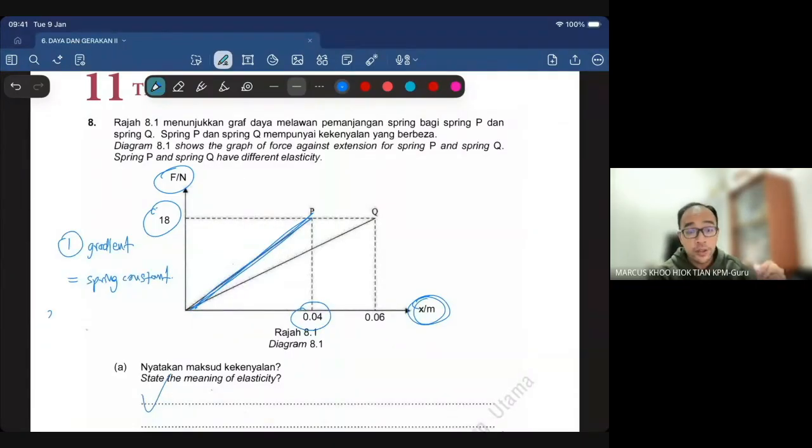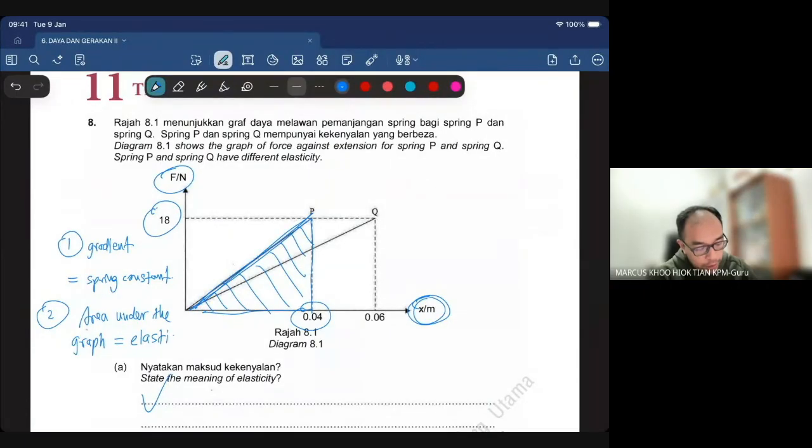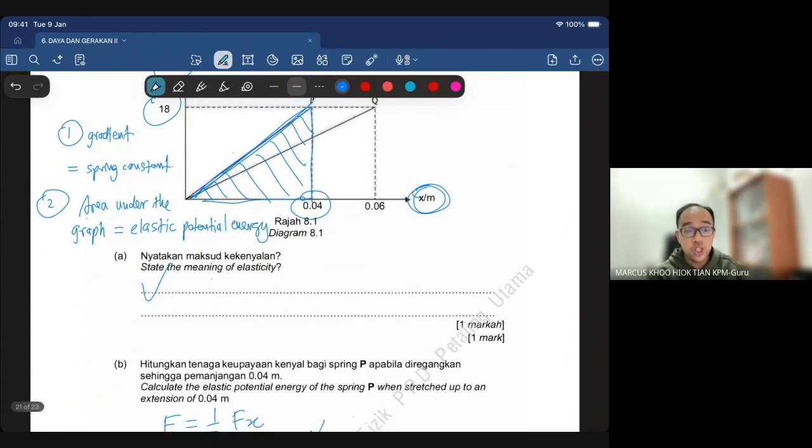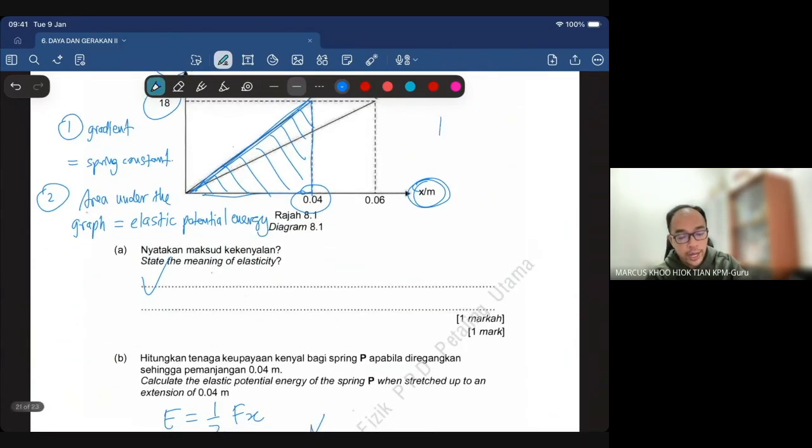The second piece of information is actually this triangle, which we call the area under the graph. So the area under the graph represents this thing called the elastic potential energy, which if you consider, we actually just literally calculated this. What is the area under the graph? The area of a triangle is half base times height.